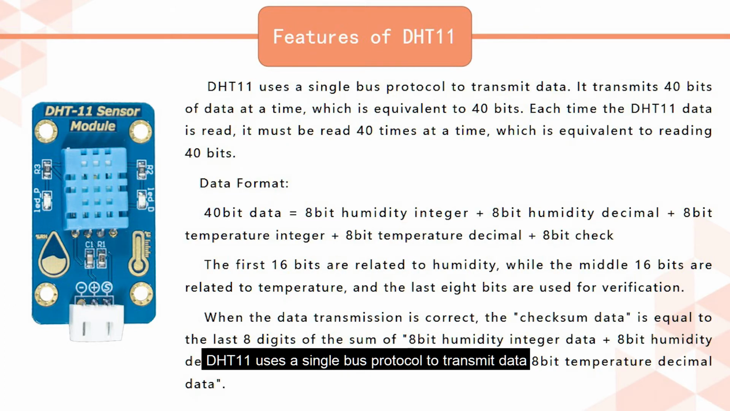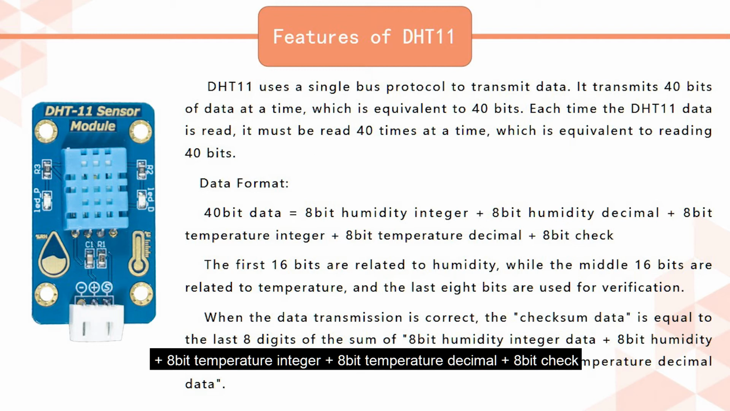DHT-11 uses a single bus protocol to transmit data. It transmits 40 bits of data at a time. Each time the DHT-11 data is read, it must be read 40 times at a time, which is equivalent to reading 40 bits.